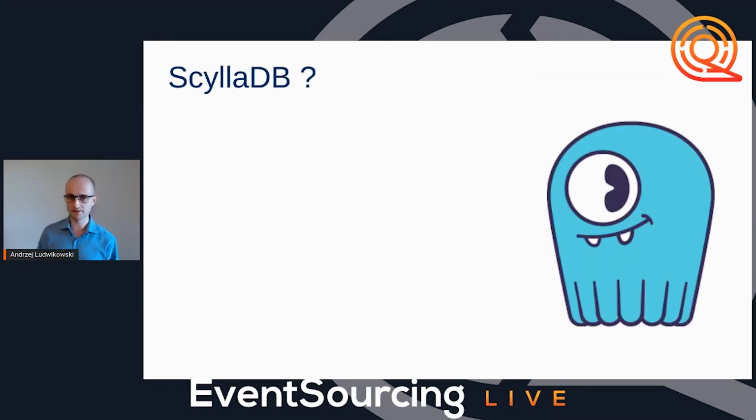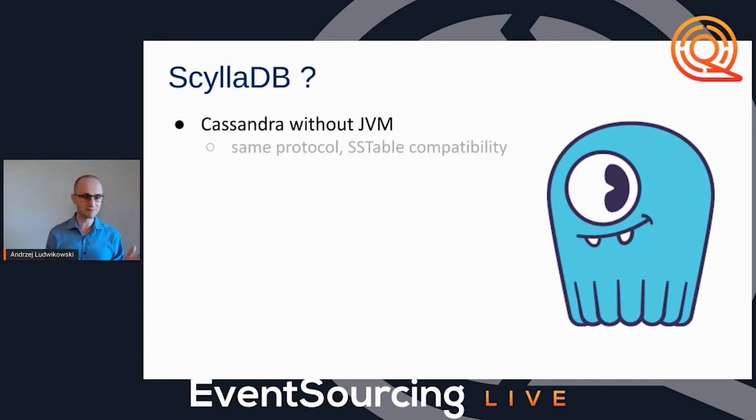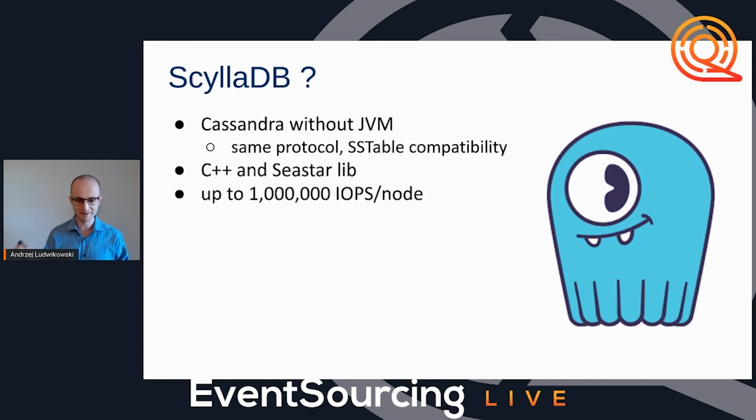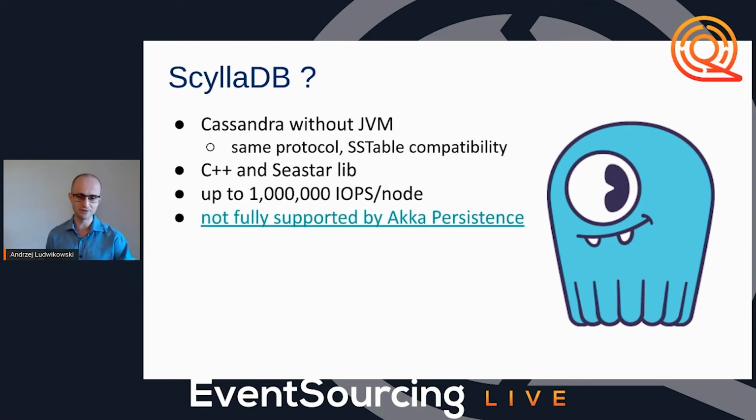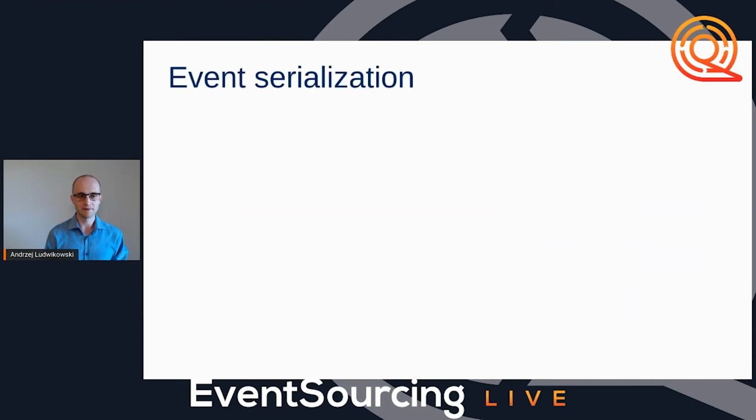Beware that there's a growing alternative to Cassandra, which is ScyllaDB. Basically, ScyllaDB is Cassandra without JVM. The same concepts, the same protocols, but this time C++ and C*lib, and even bigger throughput. At some point in time, it was not fully supported by Akka persistence. I'm not sure what the status is right now, but for sure, it's worth knowing that there is something else.